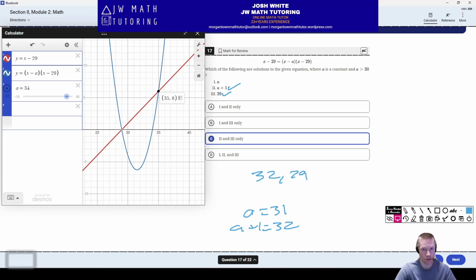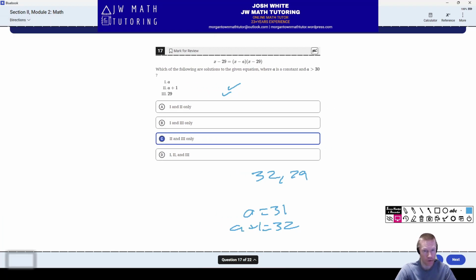So this is how you could determine in Desmos that yes, 29 is a solution, A plus 1 is a solution, therefore it's letter C, 2 and 3 only.